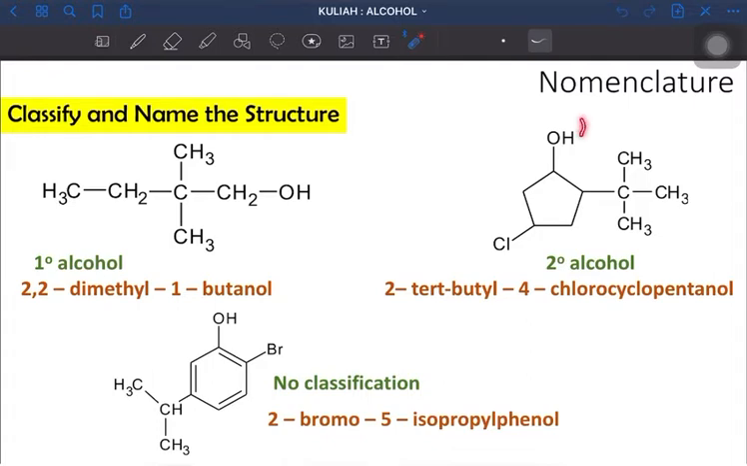Okay, and last but not least, okay, sorry. But before that, kalau kita nak classify this hydroxyl group, dia attached pada this secondary carbon. So this is secondary alcohol.